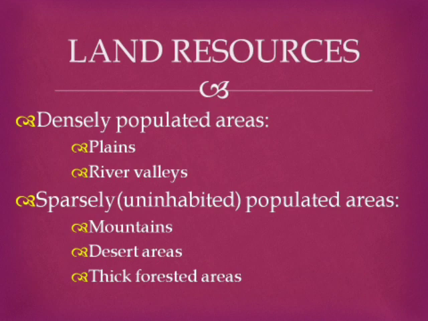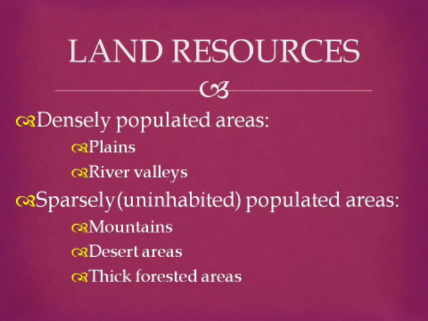And sparsely populated means what? Fewer people. Uninhabited or sparsely populated areas are mountains, desert areas, and thickly forested areas. In these places, we can find only a few people living.